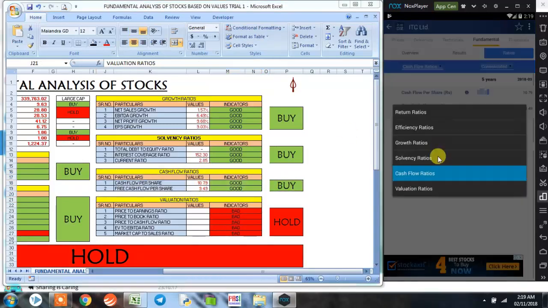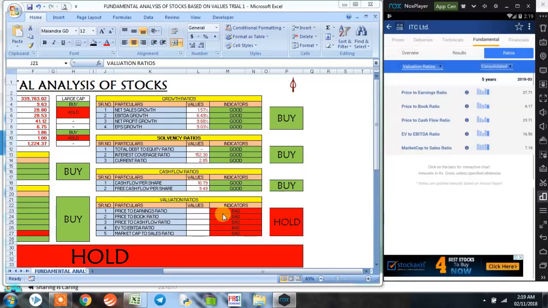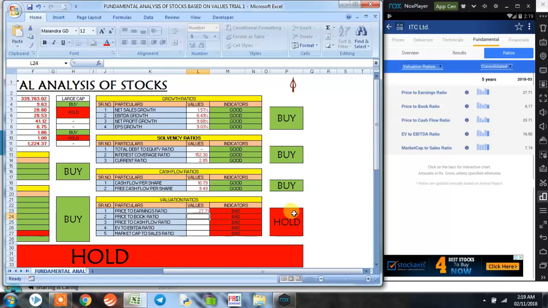Coming on to valuation ratio, the first is price to earning ratio, which is 27.71. Price to book ratio is 6.17. Price to cash flow ratio is 23.71. EV to EBITDA ratio is 16.5. And market cap to sales ratio is 7.19. So overall valuation ratio has not given us a signal to buy this stock at this point of time.